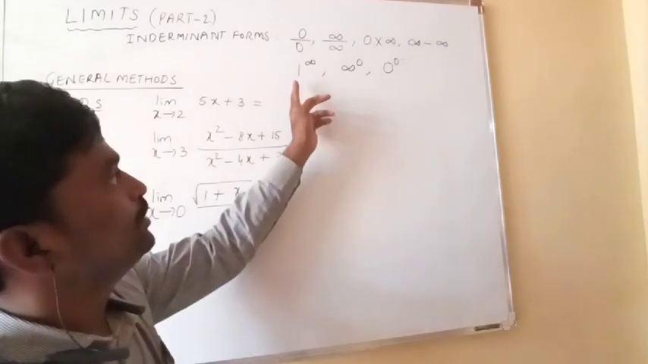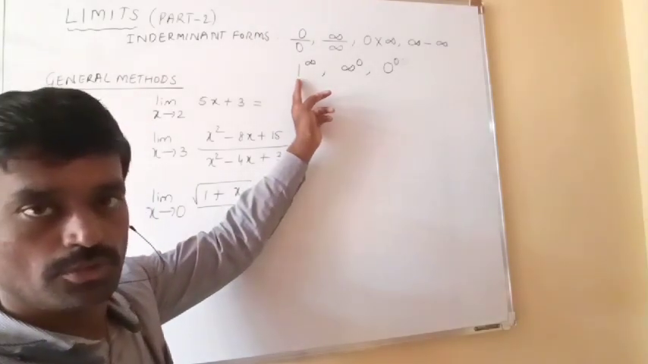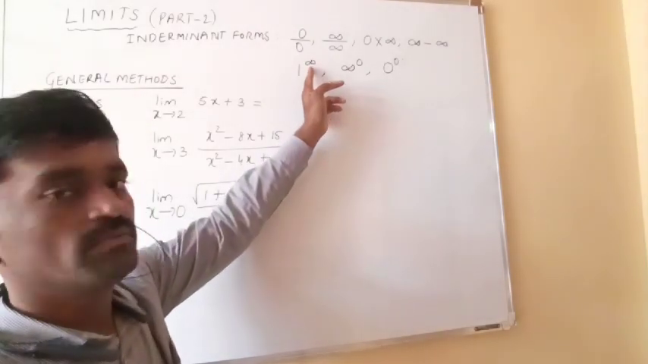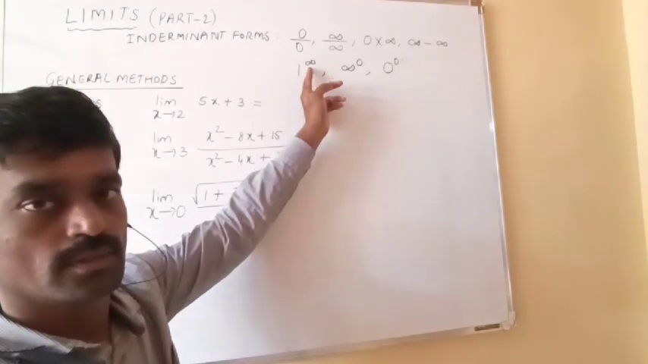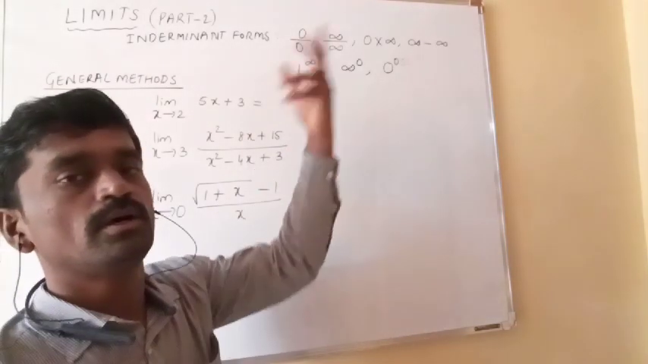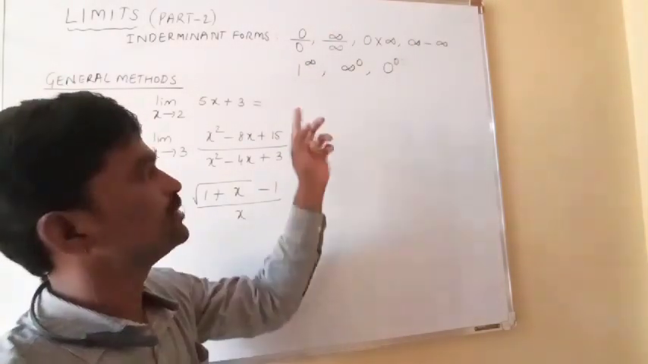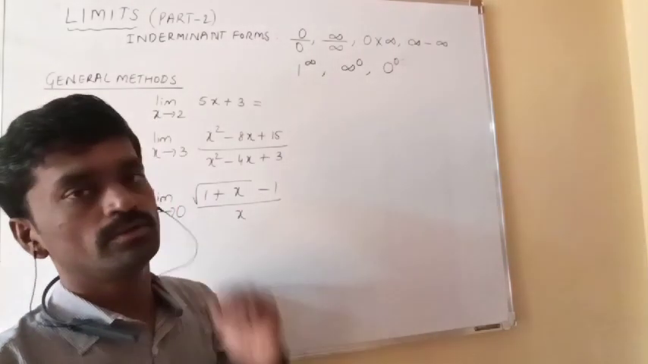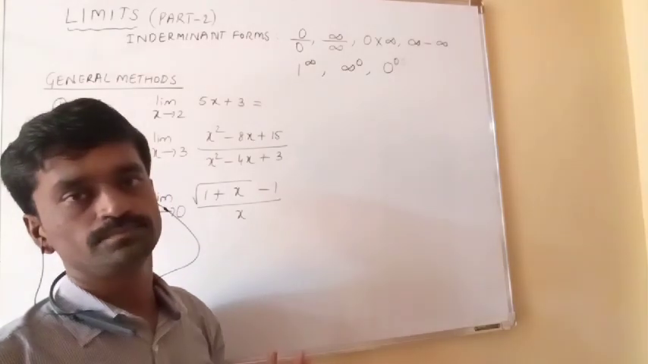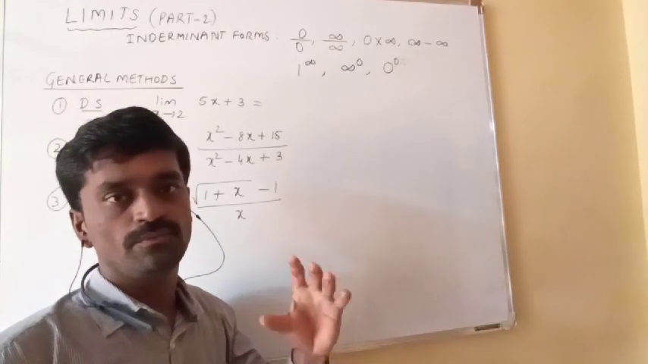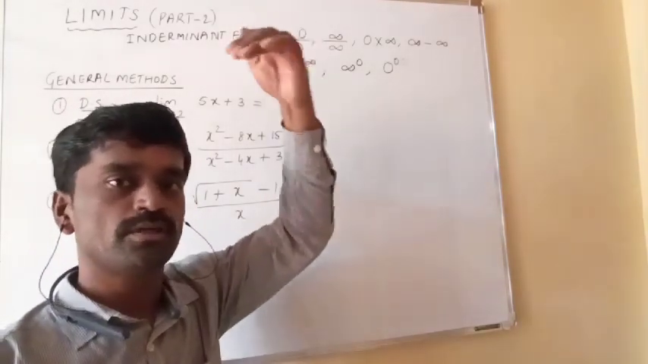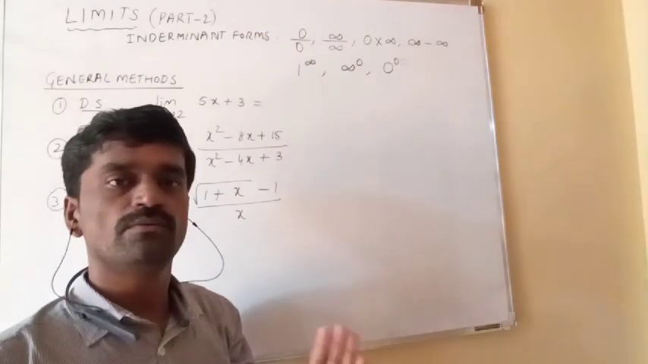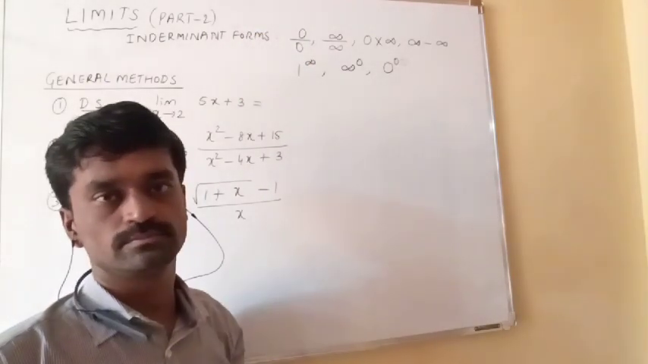That means the base function is tending to 1 and the exponent function is tending to infinity. So, tending to 1 power, tending to infinity. 1 power infinity is what you have to understand here. That is an indeterminate form. If the base is exactly 1, suppose the power is tending to infinity, so exactly 1 power infinity is 1 only.